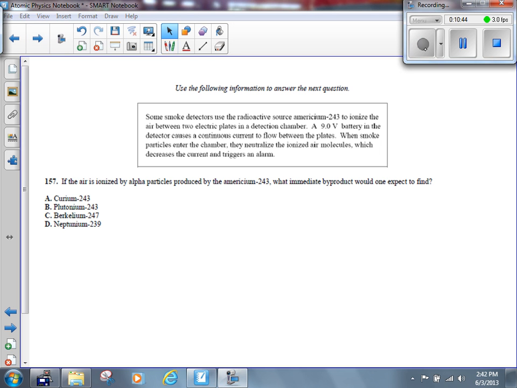All right, guys, how many people got an answer of A for number 157? B, C, D. Good. The answer is D. Now, let's go through this just to make sure that we know why the answer is D.